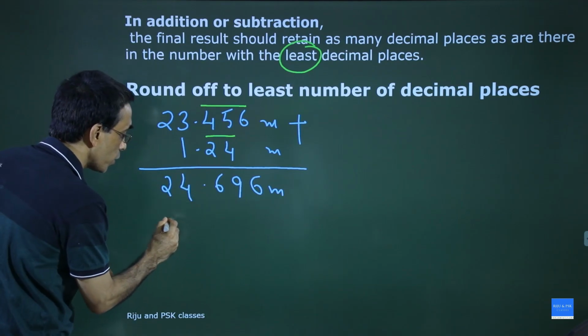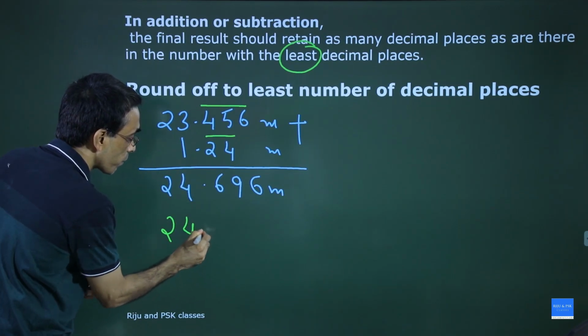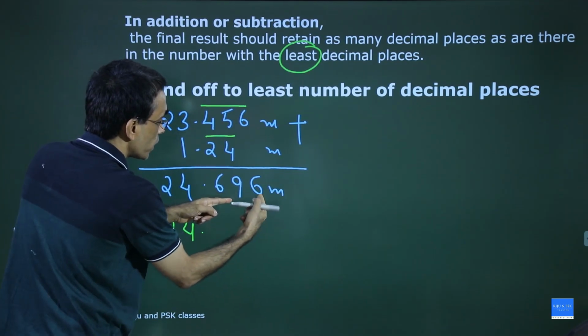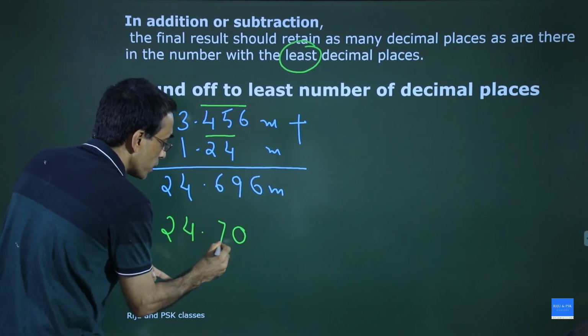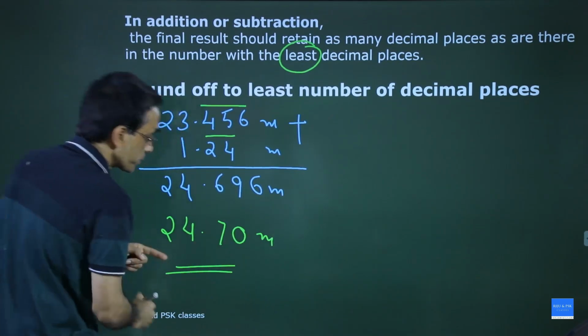So what is the answer now? You will get 24.6 should be removed. You add 1 to 9. So they will give you 10. That carryover will come here. So this will be your answer.